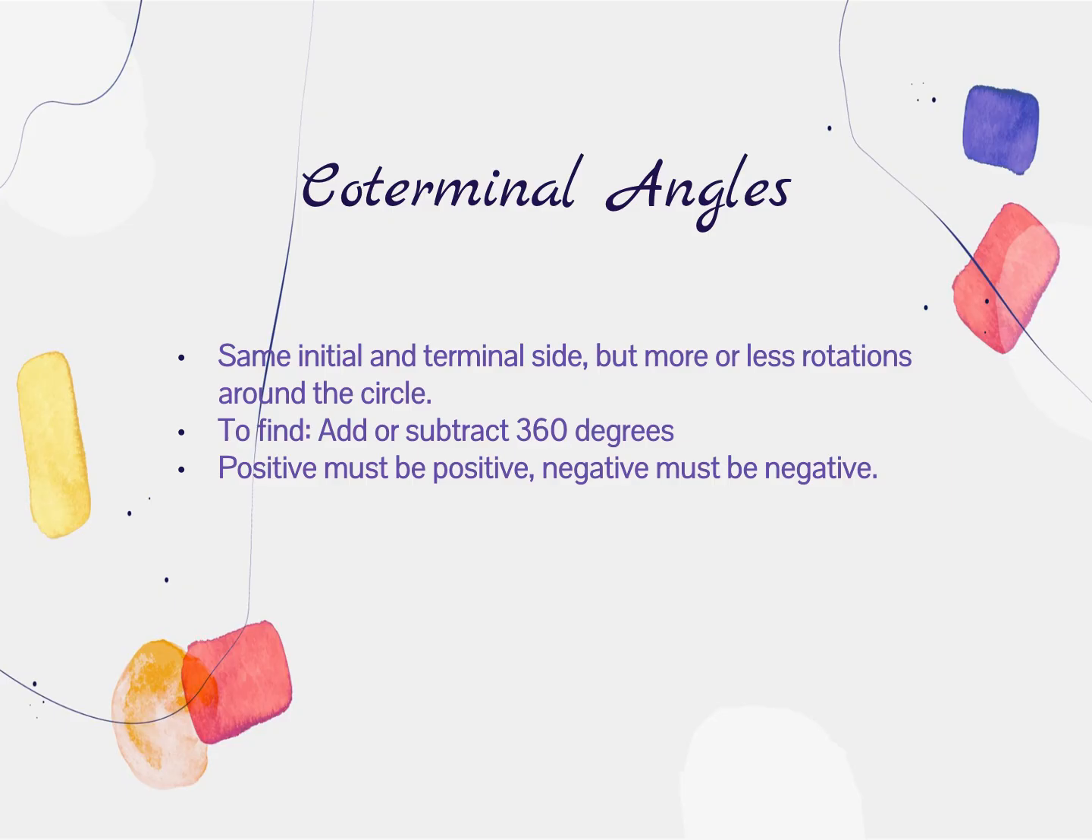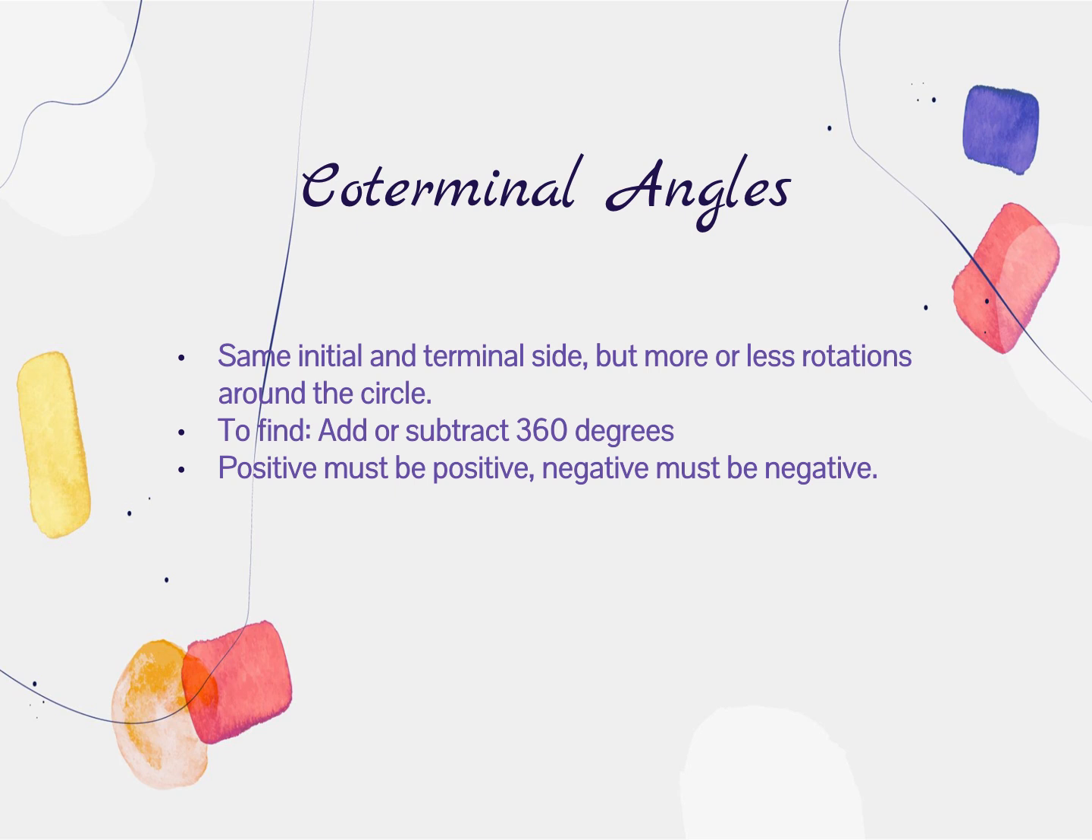Next, we're going to define what a coterminal angle is. A coterminal angle is going to have the same initial and terminal sides, but it'll either have more or less rotations around the circle. To find a coterminal angle, all you need to do is add and subtract 360 degrees. You may be asked to give a positive coterminal angle or a negative or both.